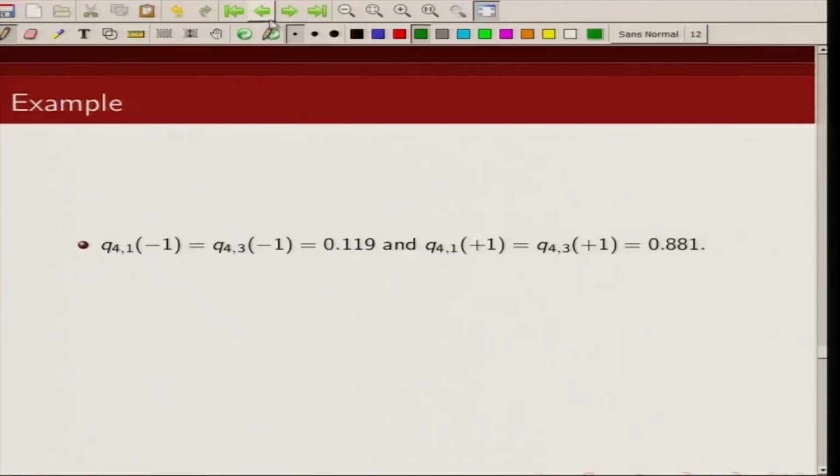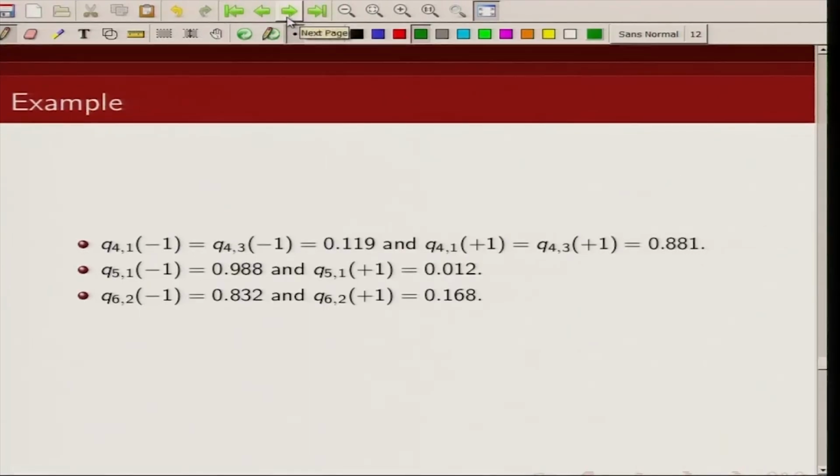You can see here these are the computed values of Qij's, and pay close attention to these indices. This denotes that the ith bit is sending information to the jth parity check constraint. Okay.